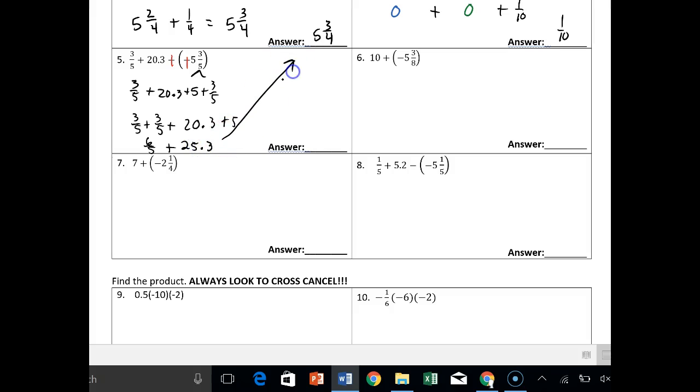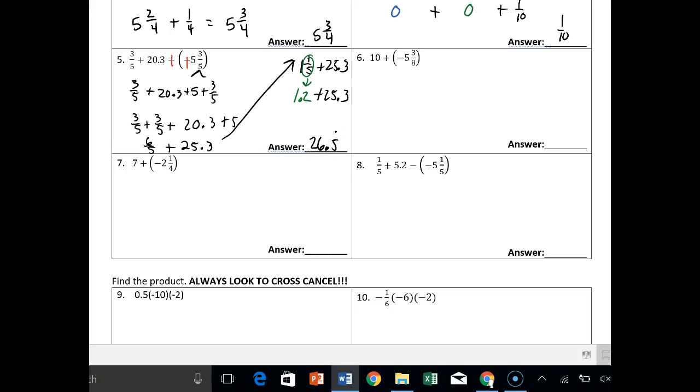Let's move this over here. 6/5 is really 1 1/5 plus 25.3. If you look at your reference sheet, 1/5 is 0.2, so 1 1/5 is 1.2, right? So 1.2 plus 25.3, you can do some mental math on that. 0.2 and 0.3, that's 0.5. 25 plus 1, that's 26. So 26.5, or 26 1/2.